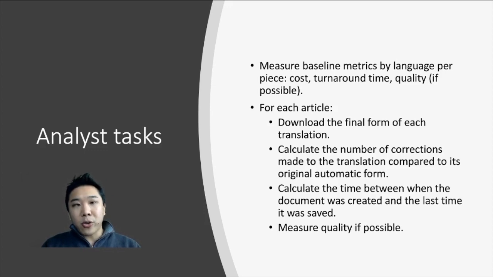And then for each article that is in the Spiffio platform, you're able to download the final form of each translation, compare that with the original automatic translation to see how many corrections the translators had to make, and then you can calculate the time between when the document was created and the last time that it was modified to get a sense of what the turnaround time was for that translation. And lastly, you can try to measure the quality of the automatic translation that has been post-edited and compare it to your former process to see if you get an improvement there as well.